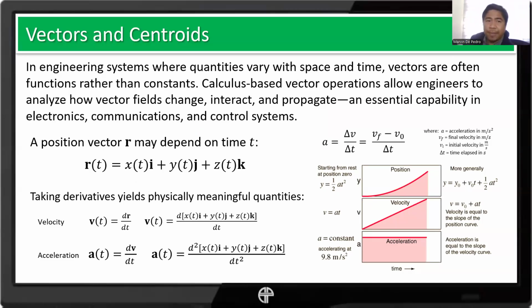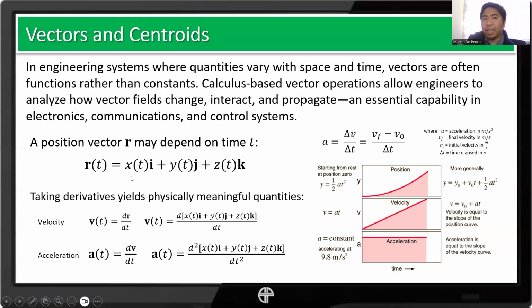So we can think of a vector as a position vector, a physical position quantity. For example, we have the vector r, and in terms of time, we can write it as this one.